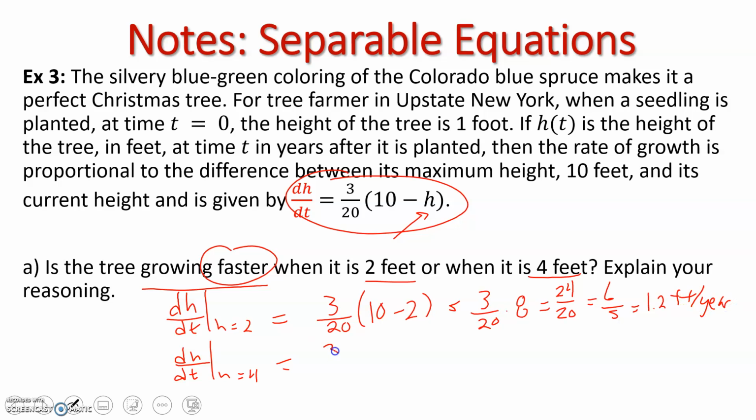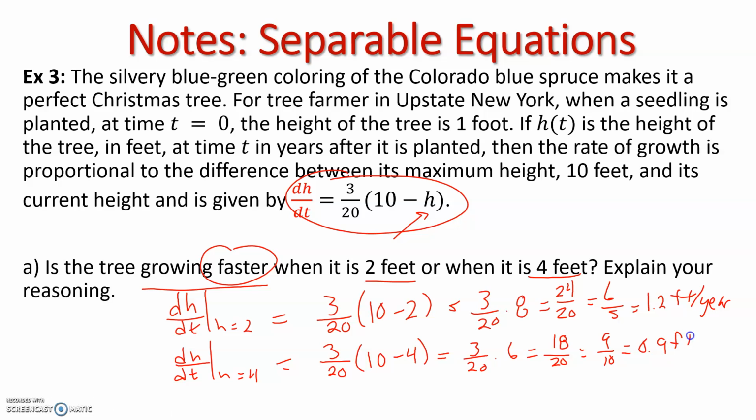Now similarly, if we plug in 4, we get 3/20 times (10 minus 4), which is 3/20 times 6, or 18/20, which reduces to 9/10, or 0.9 feet a year.